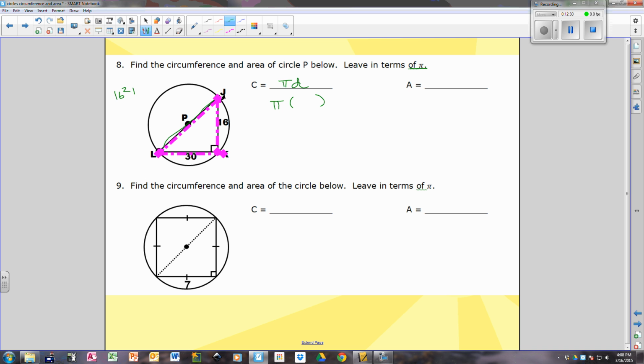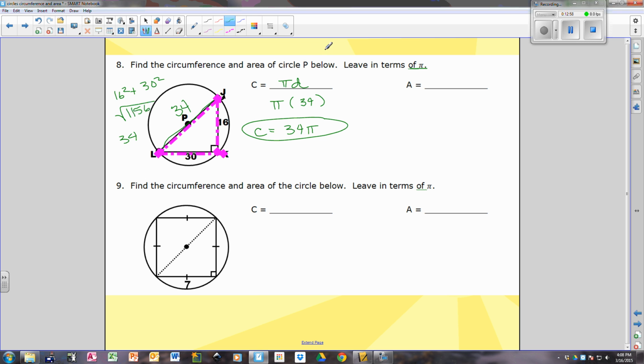So 16 squared plus 30 squared is 1156. And then I'm going to take the square root of that, and I get 34. So my diameter is 34. So my circumference is 34 pi.